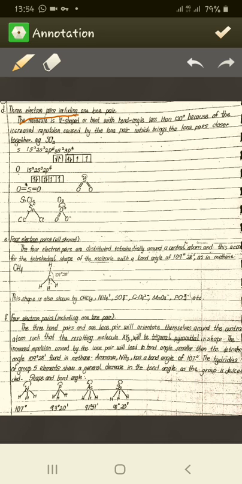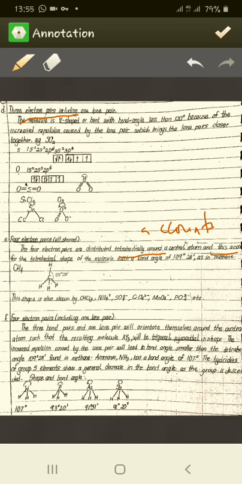4 electron pairs and they are all shared. The 4 electron pairs are distributed tetrahedrally around the central atom, and this accounts for the tetrahedral shape. So here there is no lone pair of electrons. They are all bond pairs, and they repel each other in this way.